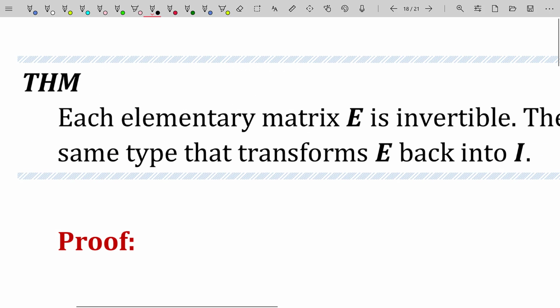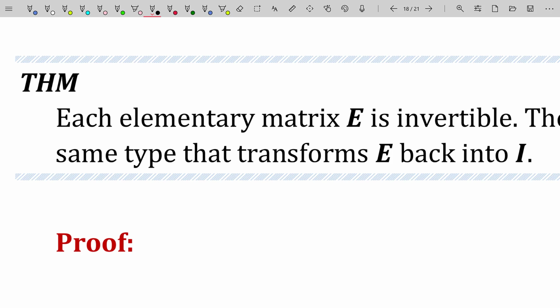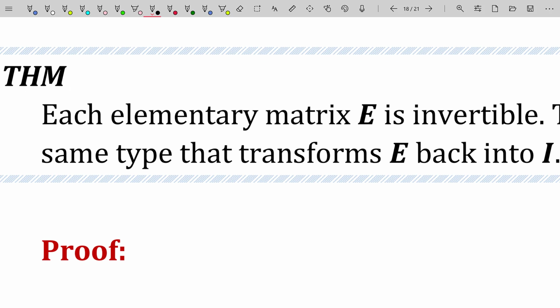Now, let me just stop there. Each elementary matrix is invertible. Now, why would I say that should be somewhat obvious? Well, I'll just go ahead and say because we've derived the elementary matrix from the identity matrix. And if you think about the identity matrix, it has a pivot in every column. While we don't have a theorem right now telling us having a pivot in every column is incredibly important for it to be invertible, the reality is it's true.